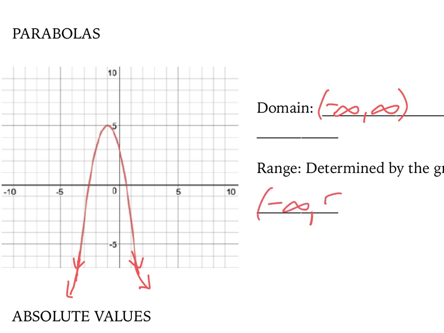Yep, negative infinity, comma 5. Good. So it's going down forever, which means negative infinity, but it's stopping at the 5. Again, we just care about the y-axis, so don't tell me that it's stopping at negative 1, because that's the x value of where this stops, okay? But make sure you tell me the y value, okay?